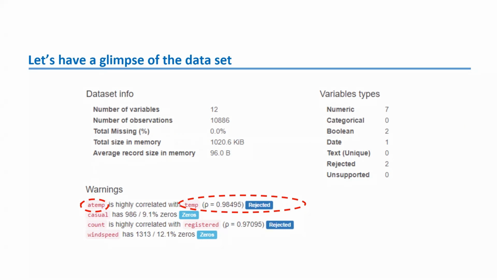So we'll try to find out if there is any correlated value. We have seen that the average temperature is highly correlated with the temperature. The correlation is 0.9845. So you can reject one of these values, either average temperature or the temperature. Again, count is highly correlated to registered, so you can reject any one of them. So you can reject registered for your analysis.